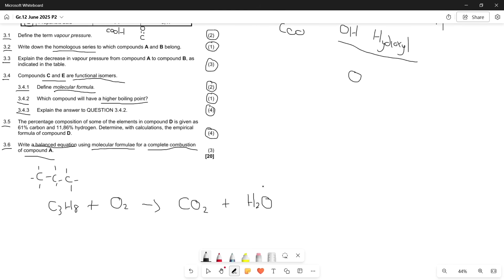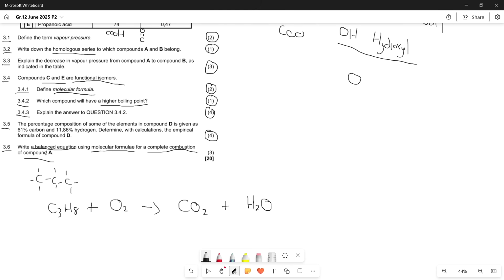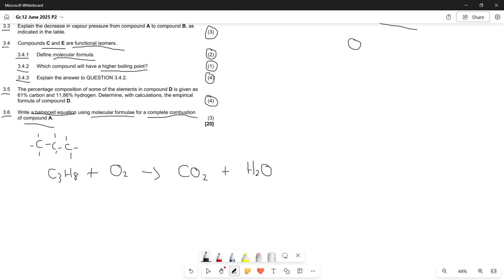If we were to hold this under a test tube, we would see little water droplets in our test tube, which means we knew that compound A was this in terms of molecular formula, and we knew the other reactant, which was oxygen, and the two products for a complete combustion reaction, which are CO2 and H2O, which means we're almost done. We just haven't balanced this equation. So once we do that, then we'll be done with this question.